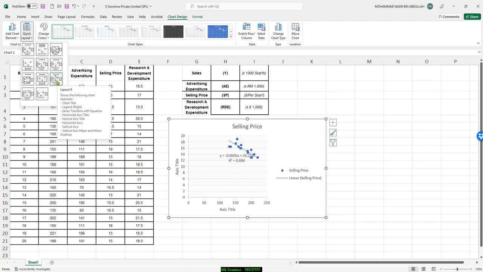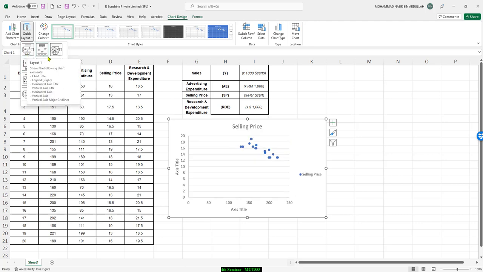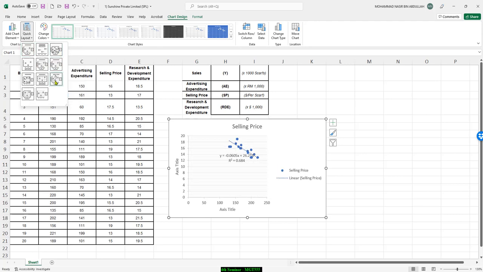Layout 9 pun okay juga, but I think I will skip that one first, right? Atau kalau nak cepat pun baguslah, layout 9 pun okay. So nak cepat kan nak lambat? Mesti nak cepat kan? So kita ambil layout 9 lah. Ataupun nak ambil layout 1 pun okay juga, kita ambil layout 9.